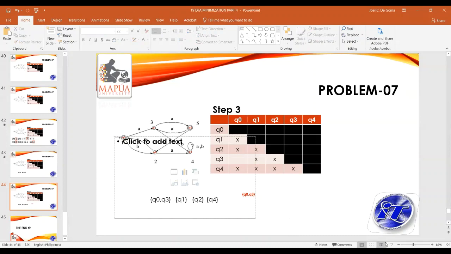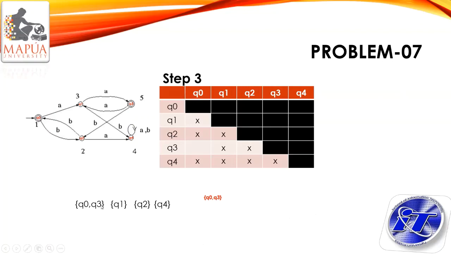Okay. So this final grouping, Q0, Q3, Q1, Q2, and Q4. Okay. So Q4 will be, what do you call this, the trap state. Q0, Q3 will be the initial and the final state. Okay. And Q1 and Q2 are non-final states.